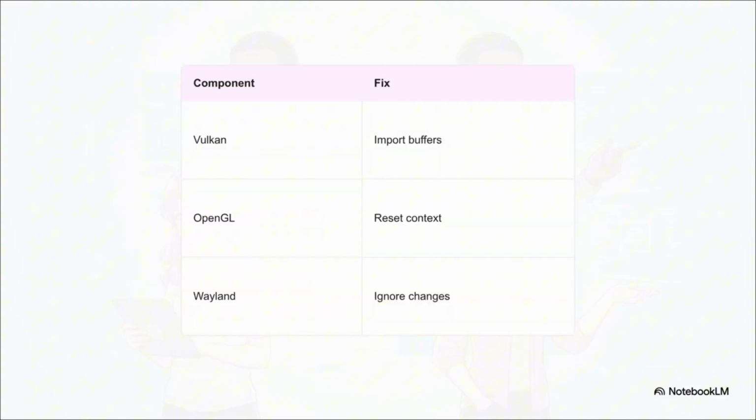This solid technical foundation stretches across different rendering technologies too. In Vulkan, the swap chain now imports buffers correctly. Over in OpenGL, they fixed an issue with resetting the global share context, which is super vital for making sure different visual elements actually play nicely together. And in Wayland, specifically regarding XDG decorations, the system now ignores irrelevant preferred mode changes. So the main takeaway here is that whether you're gaming on Vulkan, rendering on OpenGL, or managing a modern display via Wayland, these protocol fixes guarantee a much more stable visual pipeline. That's a huge deal, especially if you're running a multi-monitor setup.